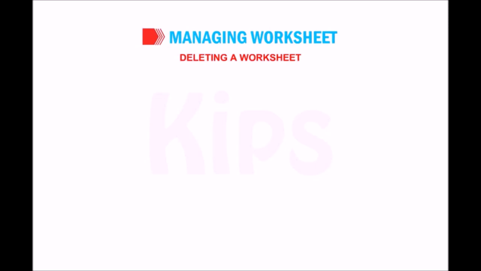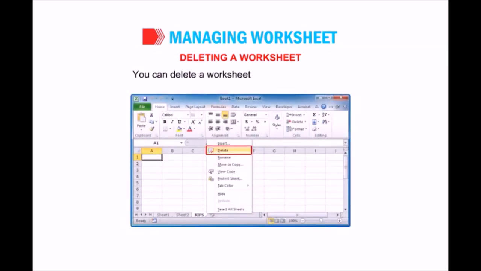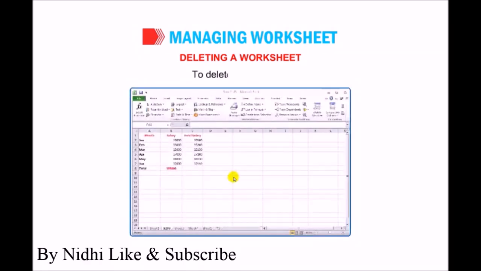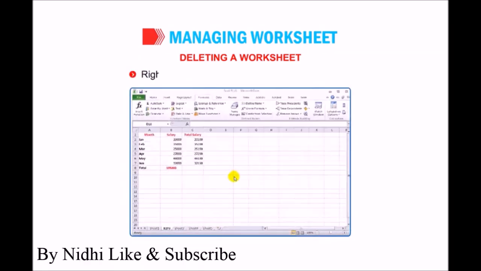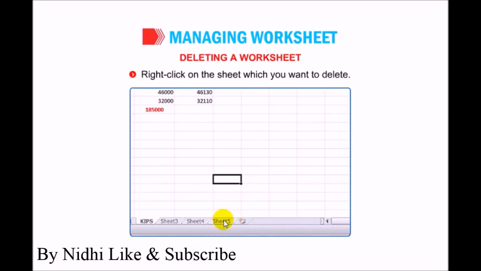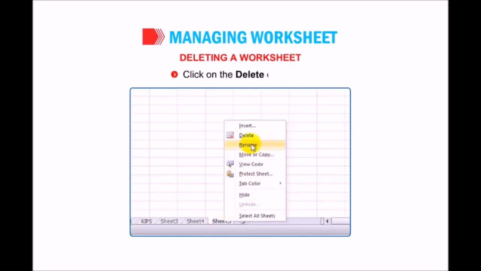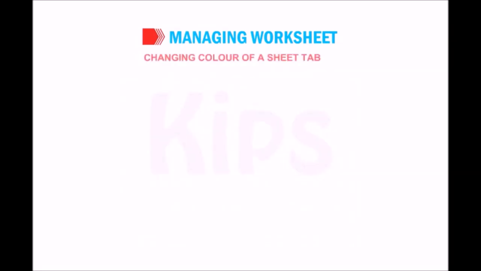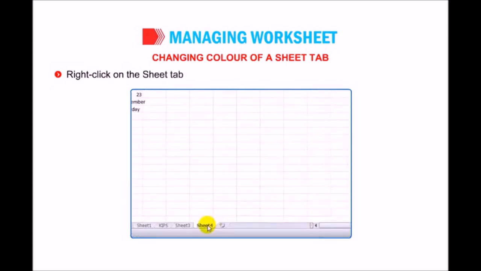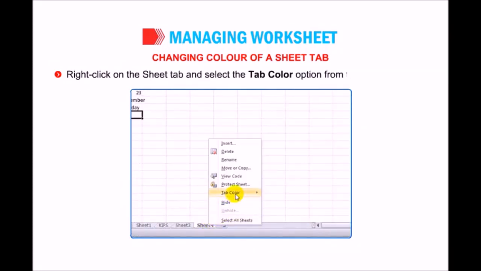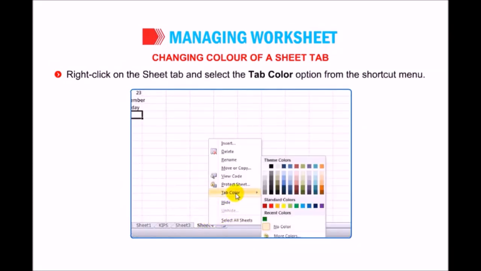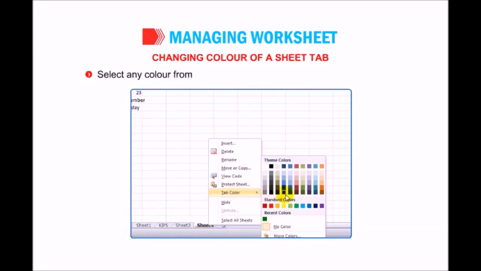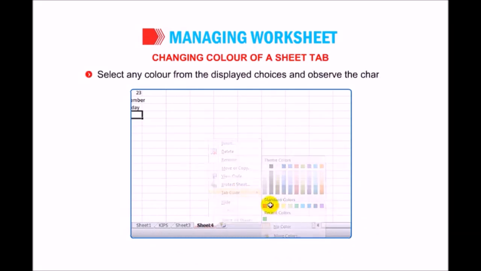Deleting a worksheet. You can delete a worksheet if it is of no use to you. To delete a worksheet, right-click on the sheet which you want to delete. Click on the Delete option. Changing color of a sheet tab. Right-click on the sheet tab and select the Tab Color option from the shortcut menu. Select any color from the displayed choices and observe the change.